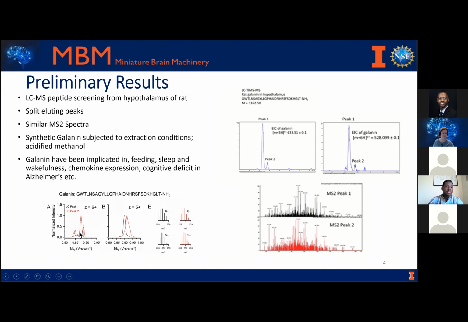So these slightly different ion mobility profiles tell us that they may have different gas phase conformations, which also gives us an inference that this galanin may be occurring in different isomeric forms.